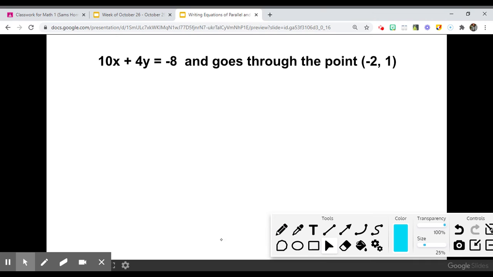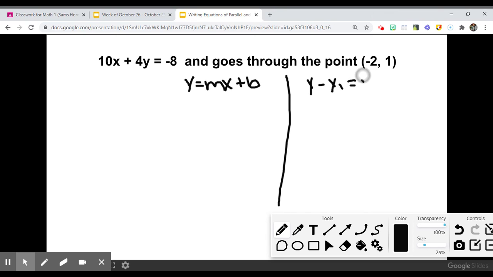Okay, so in this one, I'm also going to need to solve for y to get in slope-intercept form to figure out what my slope is. So let's first remember that my slope-intercept form is y is equal to mx plus b, and then we also have that wonderful point slope form that we're going to end up using in a minute.